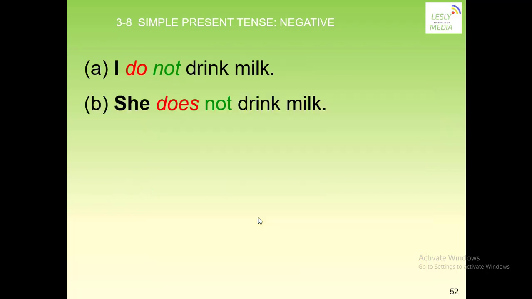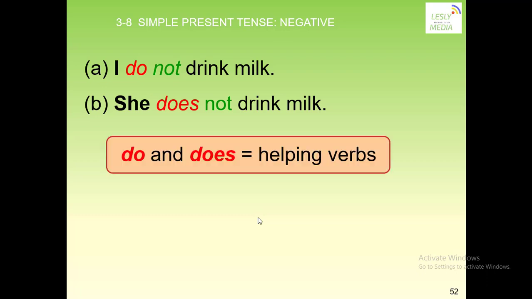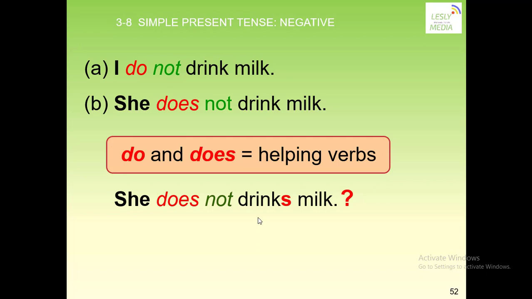Just pay attention to this one. I do not drink milk. She does not drink milk. Do and does are called helping verbs, atau kata kerja bantu. She does not drinks milk. Is that correct or incorrect? Can you answer it?